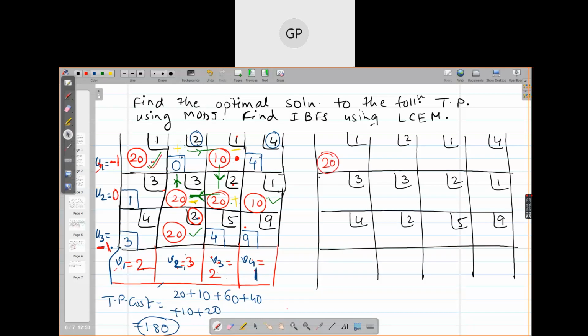These cells you can see are 1, 1, then 3, 2 and 2, 4. So these allocations I am writing as they are. There is no change because these cells are not in the loop. Now tell me what should I write in the cell 1, 2?